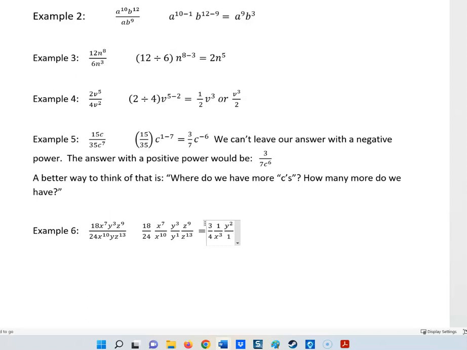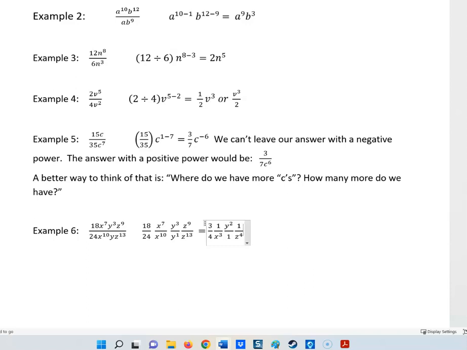And finally, with the z's, where do I have more z's? I have more z's in the denominator. How many more? Well, 4 more. So again, when I write that, I don't want to leave the 1 off the top. I want to put the 1 in there. So I cancel all the z's out. That still leaves 1. And then z to the 4th power in the denominator.